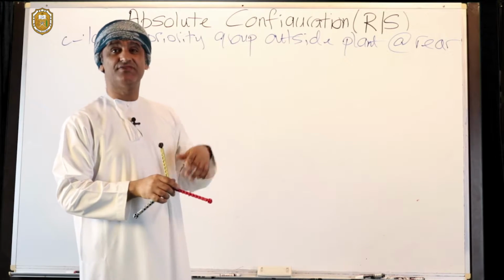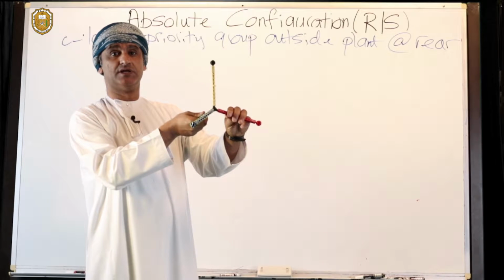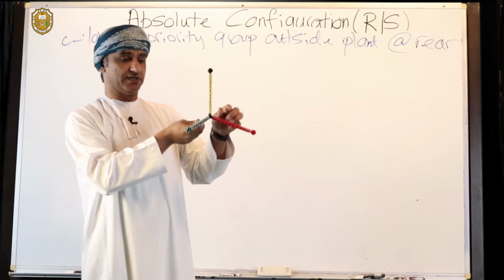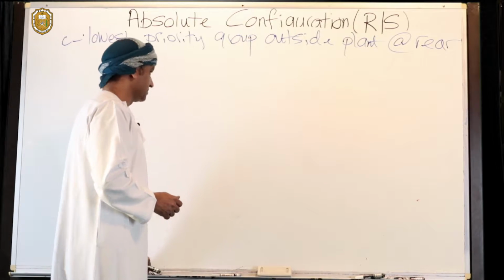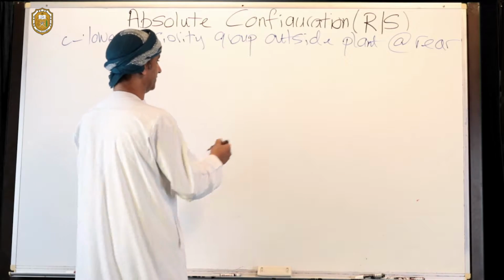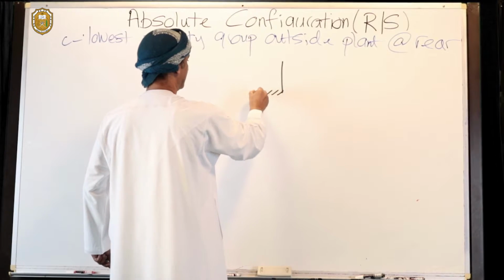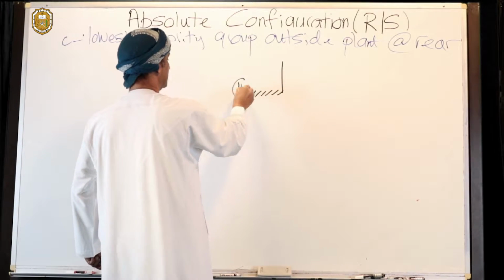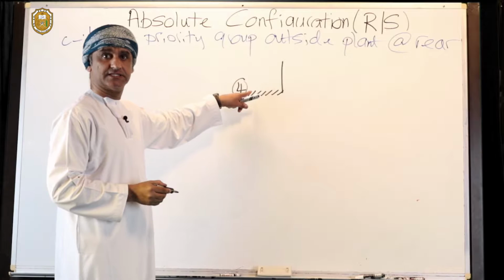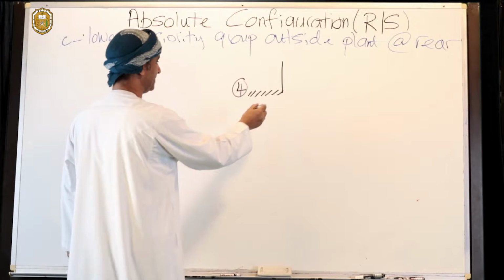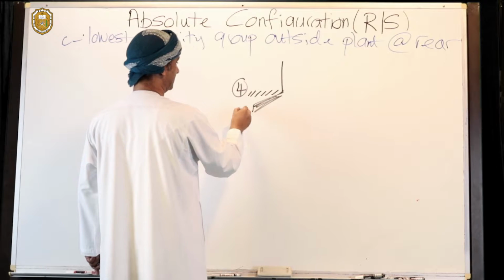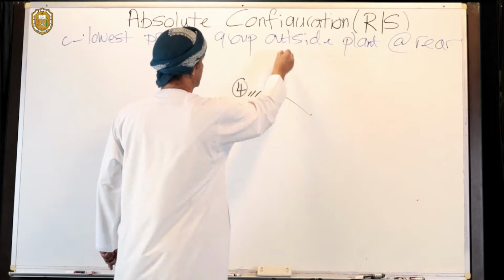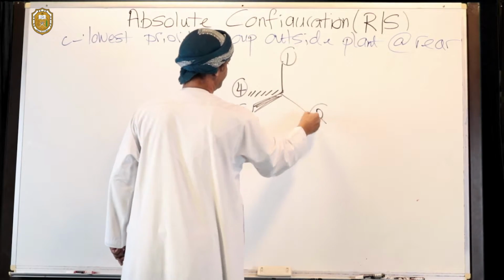What if it is at the rear? So something like that. If it is like that, how do we do this? Well, let's take examples, and then we can show them using also models. So if we take something like this, now the lowest priority group is at the rear, as shown here by a dotted or a dashed line. And if this is, say, 3, and this is something like 1, and that's 2.